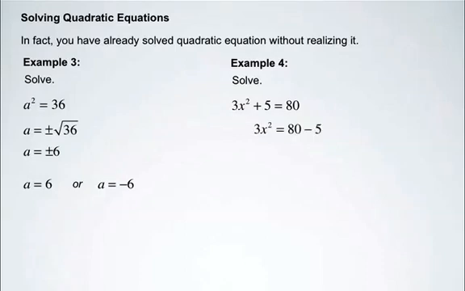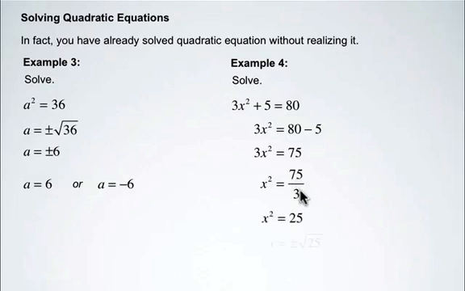3x squared equals 80 minus 5. So we've gotten rid of this 5 by subtracting it on both sides. So we get 3x squared equals 75. We divide both sides by 3, so we get x squared equals 75 divided by 3.